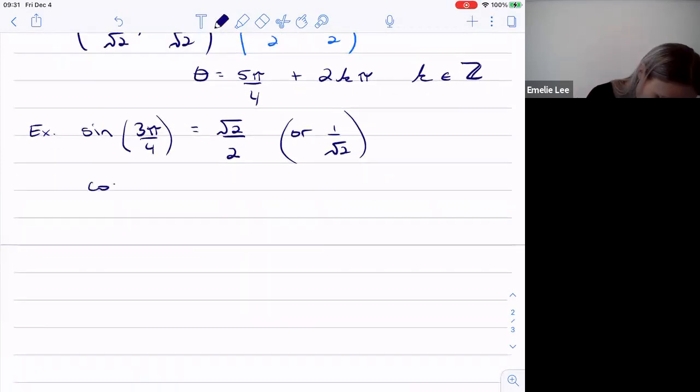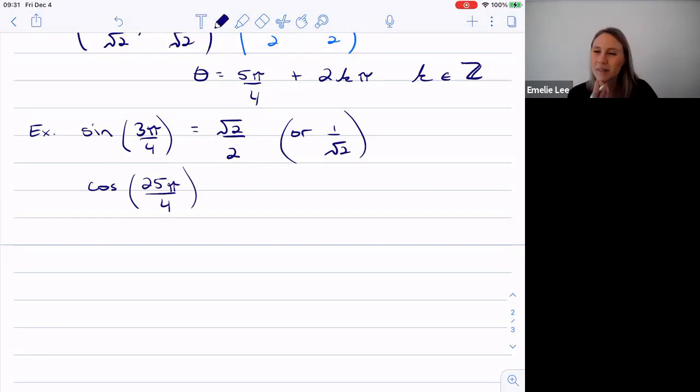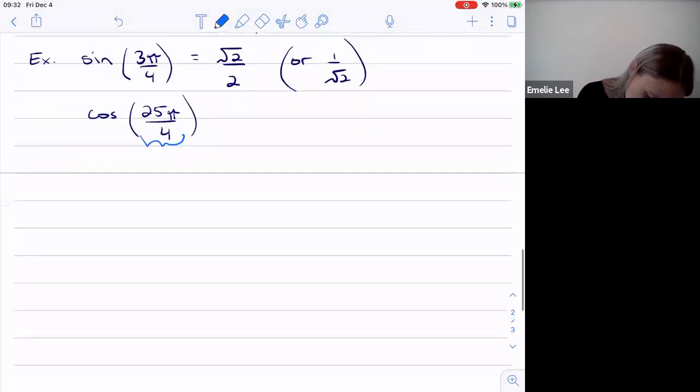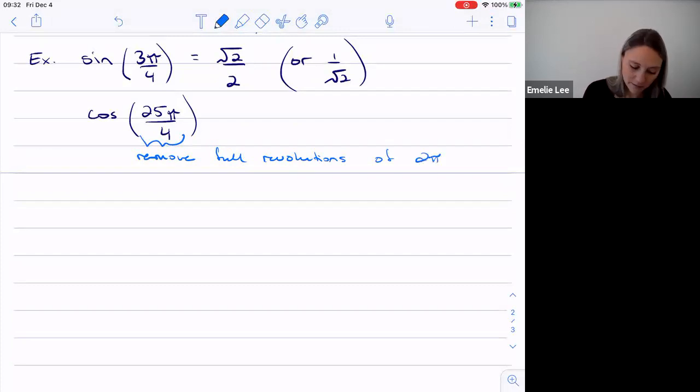What if we have to do something like the cosine of 25 pi over 4? That's a little bit harder. 25 pi over 4 looks like I've done some revolutions. So with 25 pi over 4, I need to boil it down to just that core angle. So I take away multiples of 2 pi until I can't take away anymore. So here, cos of 25 pi over 4, we need to remove full revolutions of 2 pi.